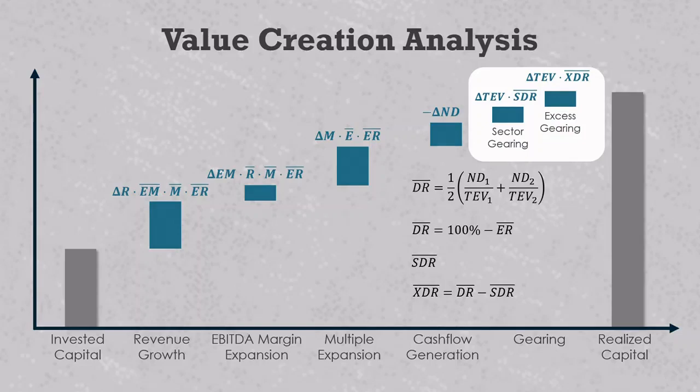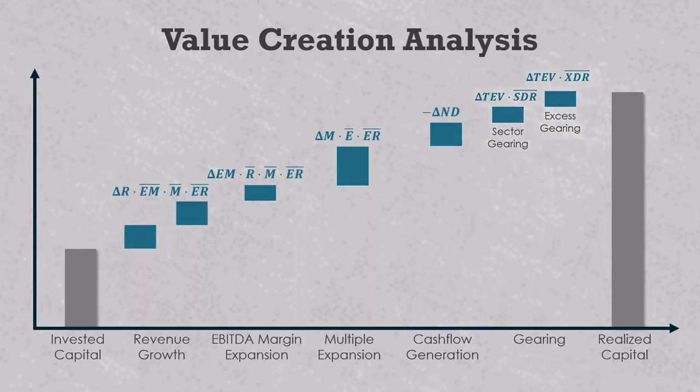Now, if we're looking for something that's similar to PME, we might split revenue growth into addressable market growth and market share growth as we did in VC 113, and we might split multiple expansion into market multiple expansion and intrinsic multiple expansion as we did in VC 112.